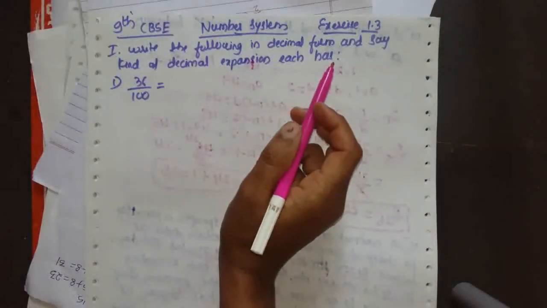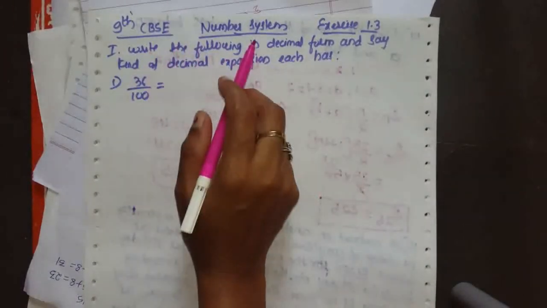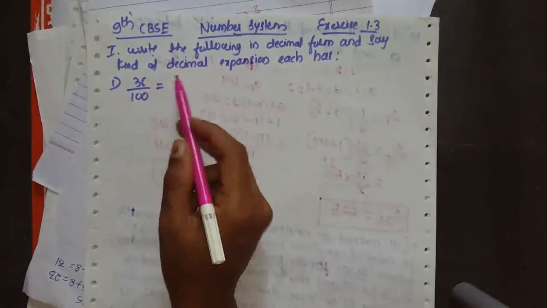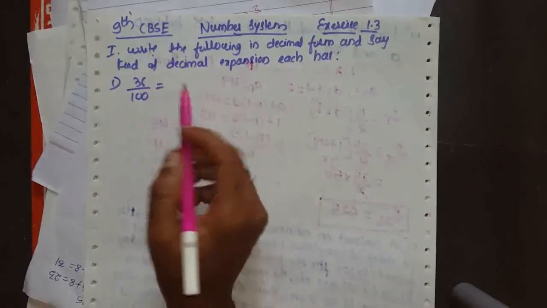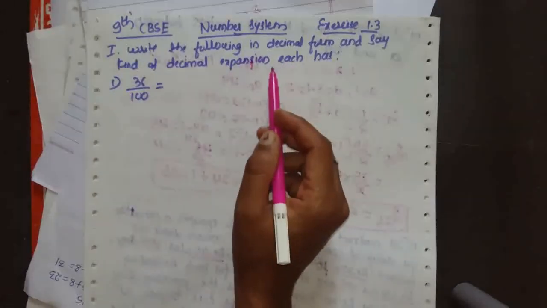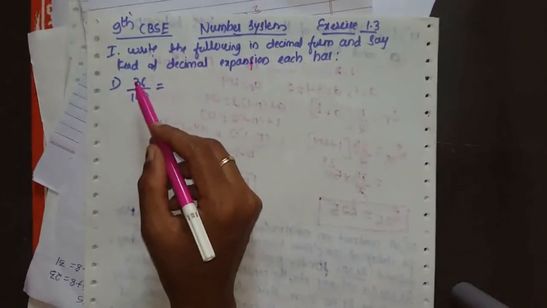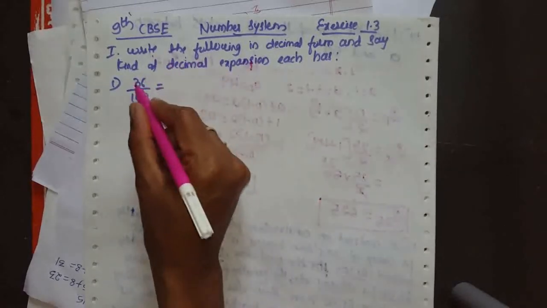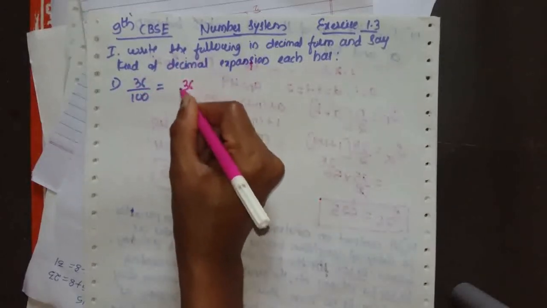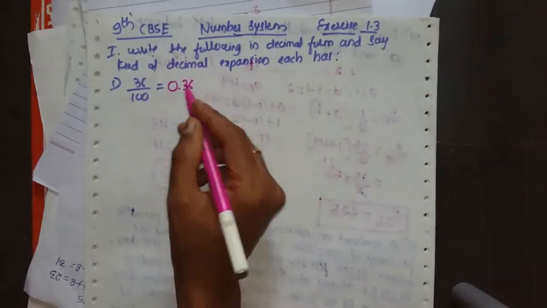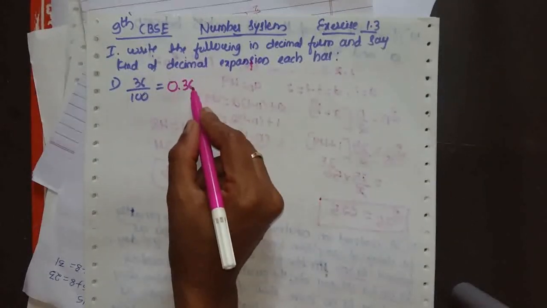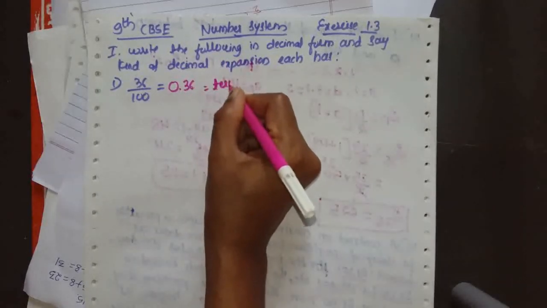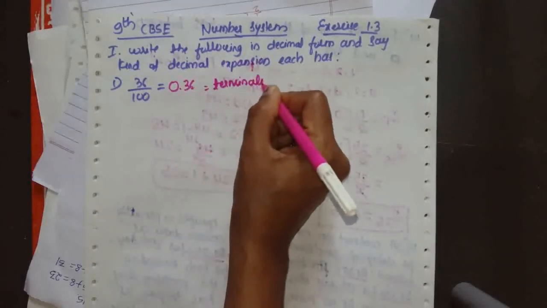The third exercise of the ninth class, number system. Write the following in decimal form and say what kind of decimal expansion each has. So see the first one here. We have to write this in decimal form, then the type of the decimal expansion. This can be written as 36 by 100, which is 0.36. See here, this ends here. Ended means this is a terminating decimal expansion.